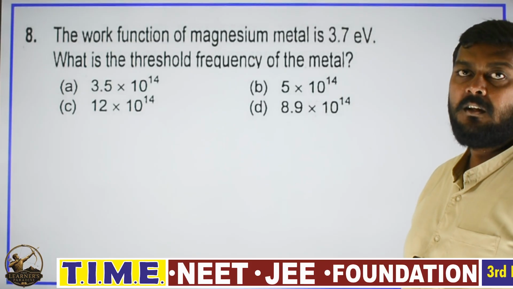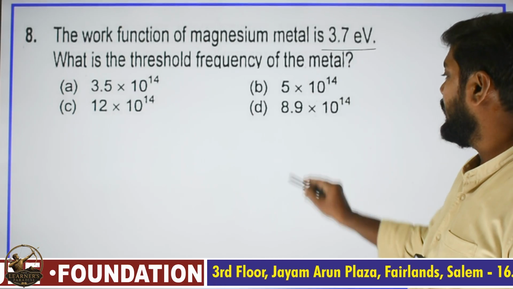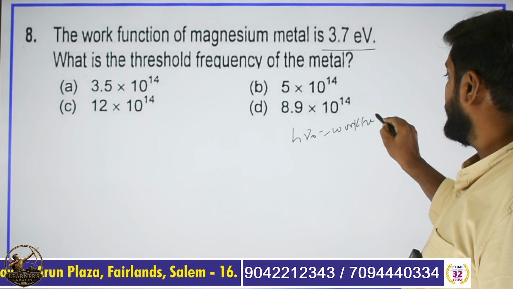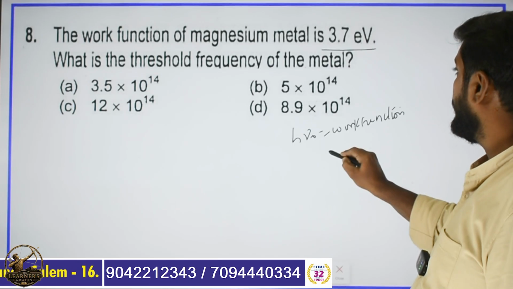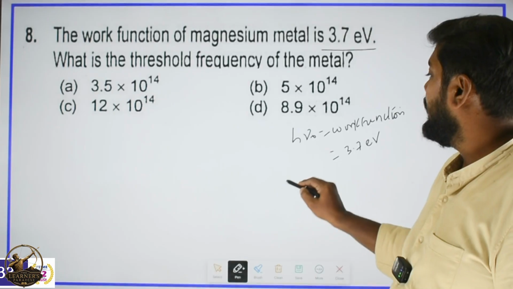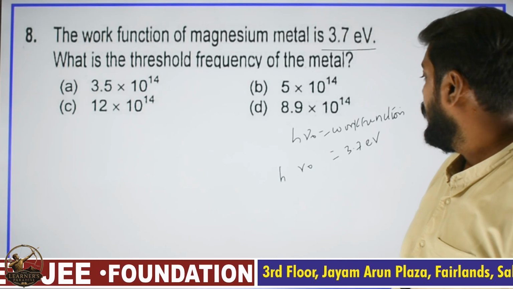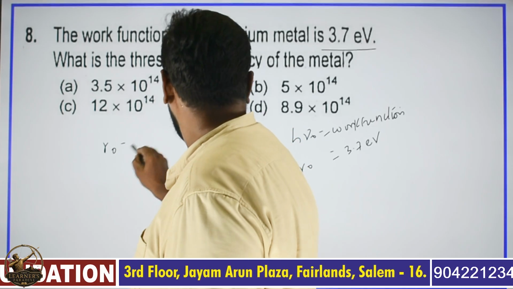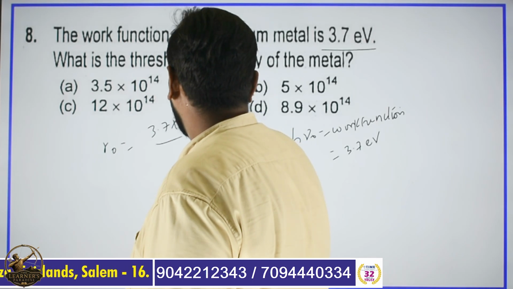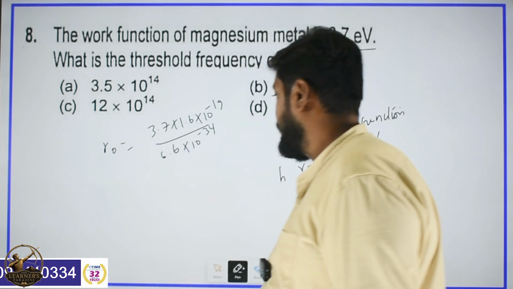It is from the concept photoelectric effect. You are given the work function, that is h nu naught, which is equal to your work function. The work function is given as 3.7 eV, right? So h nu naught is what you are asked to calculate. So what happens? Nu naught is equal to 3.7 into 1.6 into 10 to the power minus 19 divided by h, which is 6.6 into 10 to the power minus 34, right?